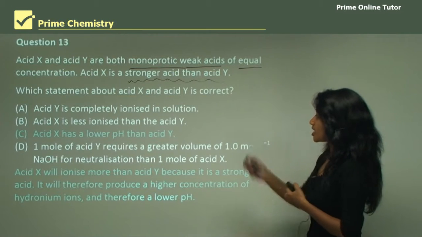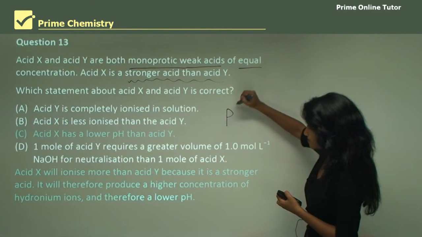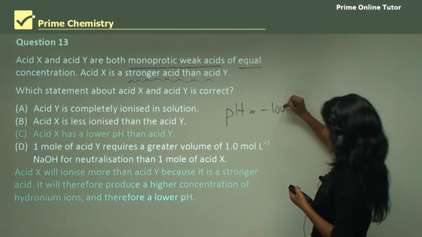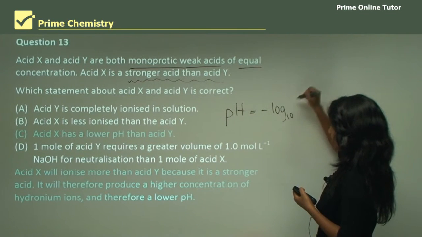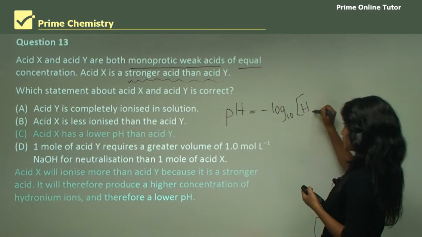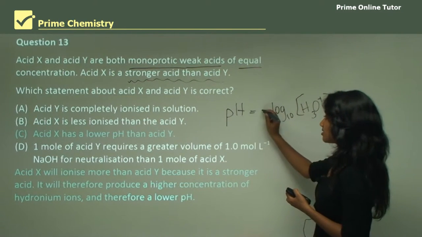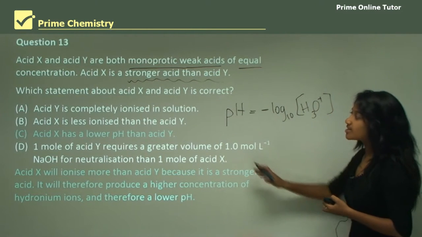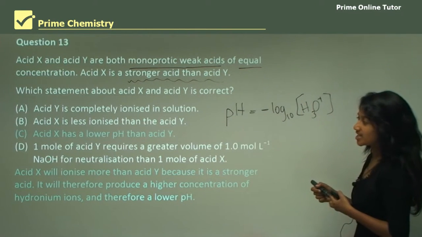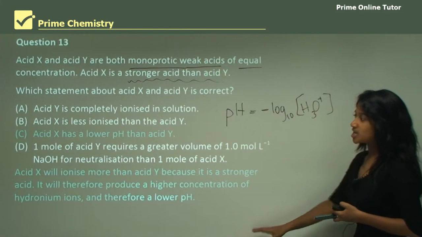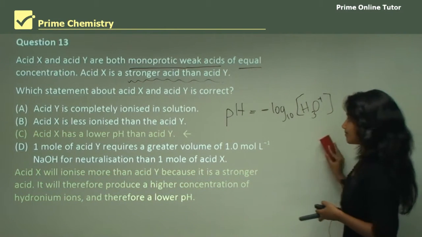Using our equation, pH equals minus log to the base 10 of the hydrogen ion concentration. So remember this equation we learnt? We're going to be using that, and from that equation you can see that acid X has a lower pH than acid Y. So C is a correct answer.